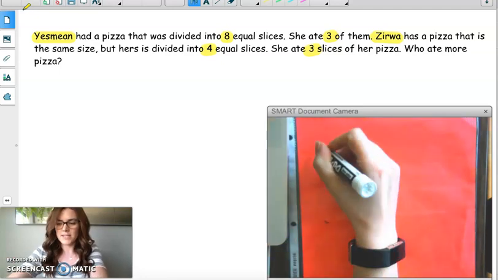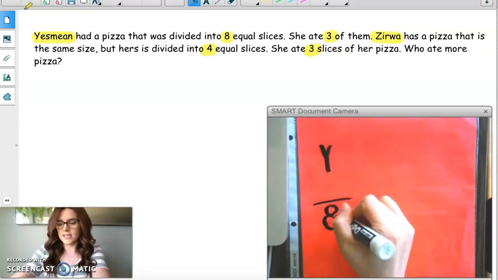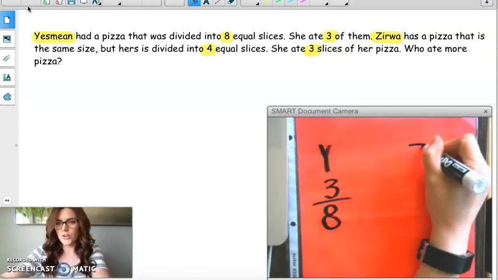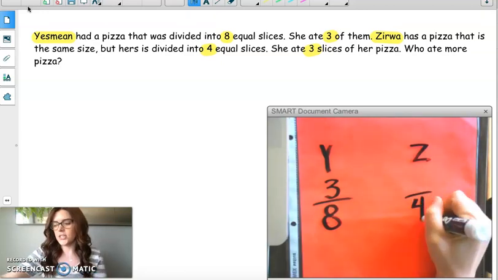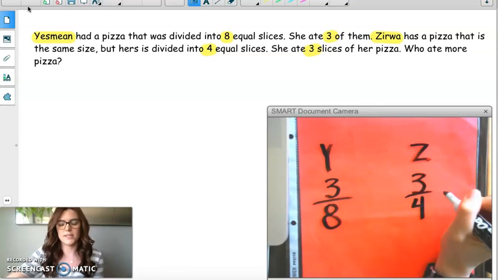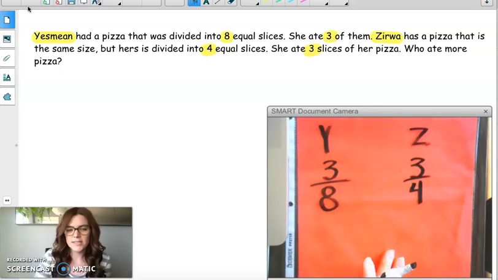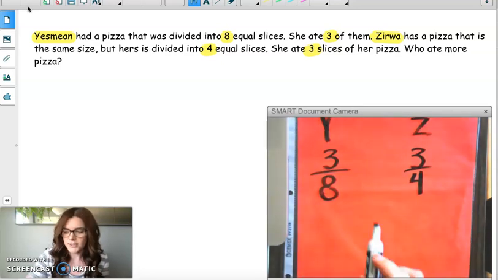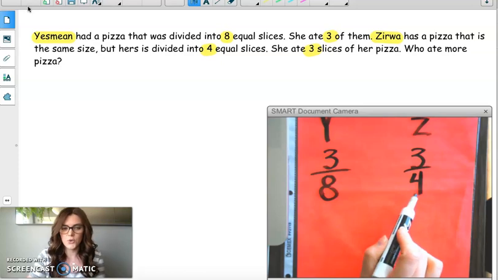So we have Yasmin had a pizza that was divided into 8 equal slices and she ate 3 of them. So Yasmin ate 3/8 of her pizza. Zurwa had a pizza that was divided into 4 equal pieces and she ate 3 pieces of her pizza. So Zurwa ate 3/4. Now, in order to compare these, we need to have the same denominator for both fractions. If we look here, we have 8ths and we have 4ths.